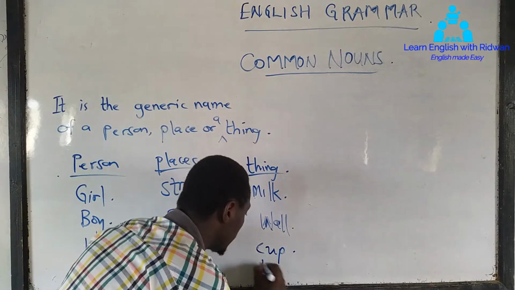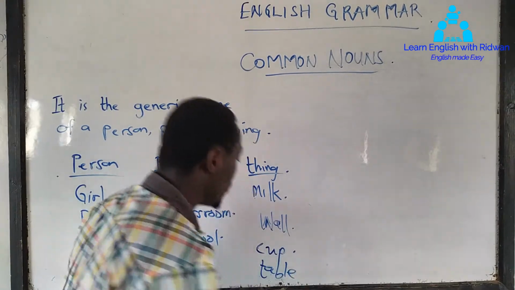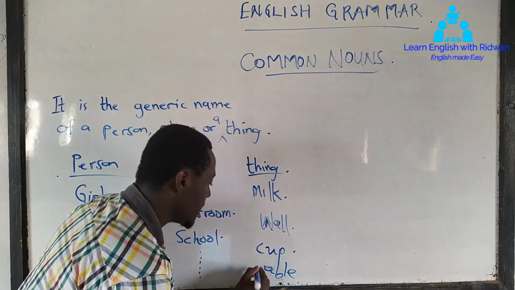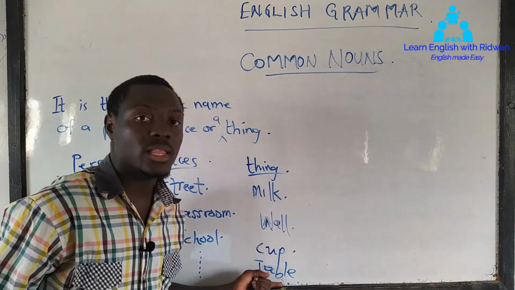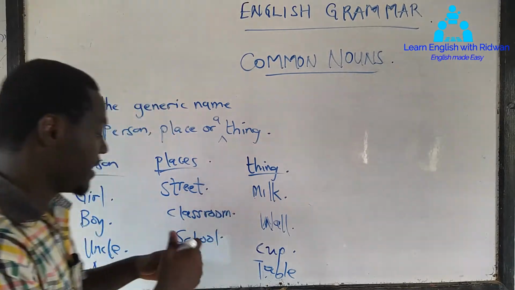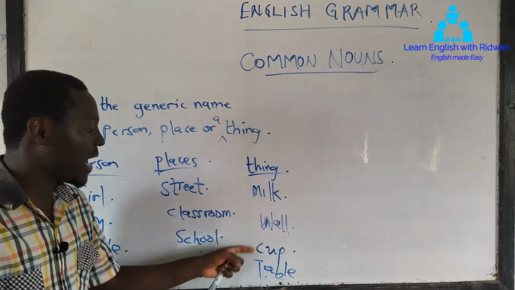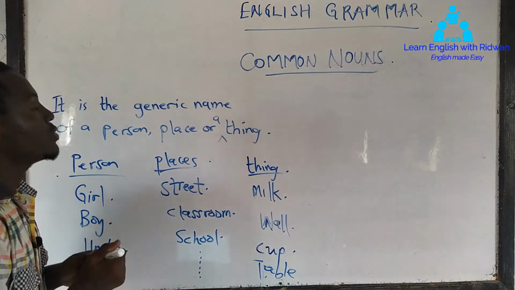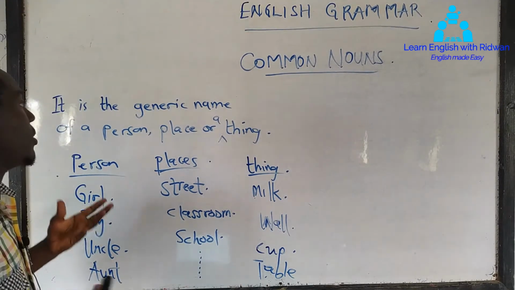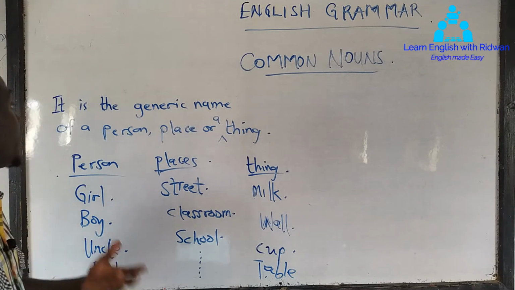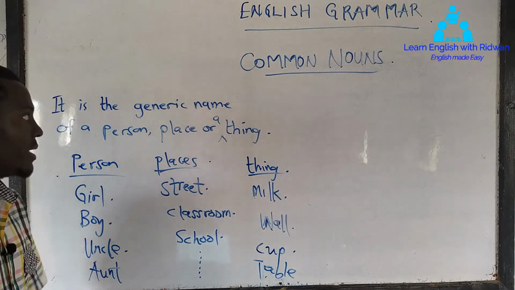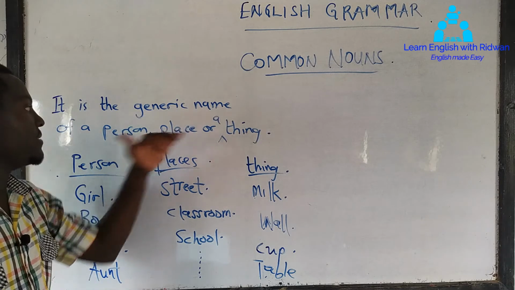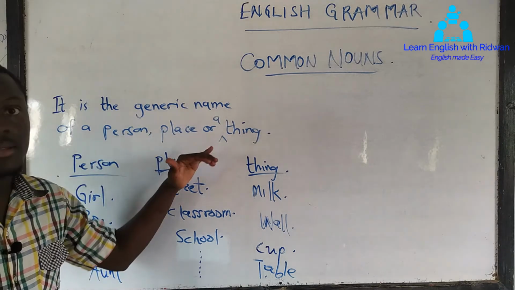We have table. I had a cup, a table. So when it comes to things, we have what? Mug, wall, cup, table, and so on and so forth. So in general, when we say a common noun, we refer to it as the generic name of a person, place, or a thing. In other words, you say the non-specific name of a person, place, or a thing.